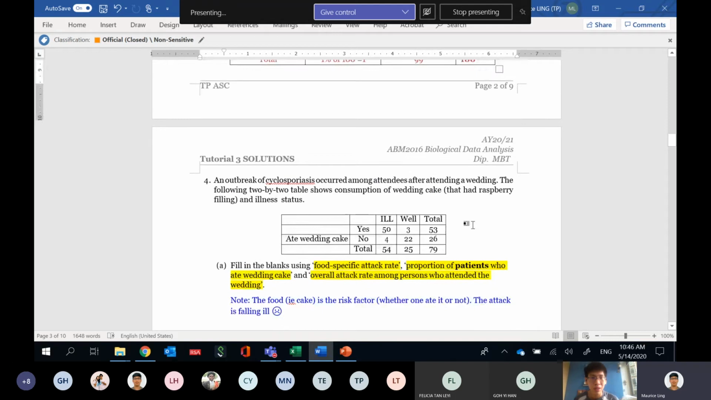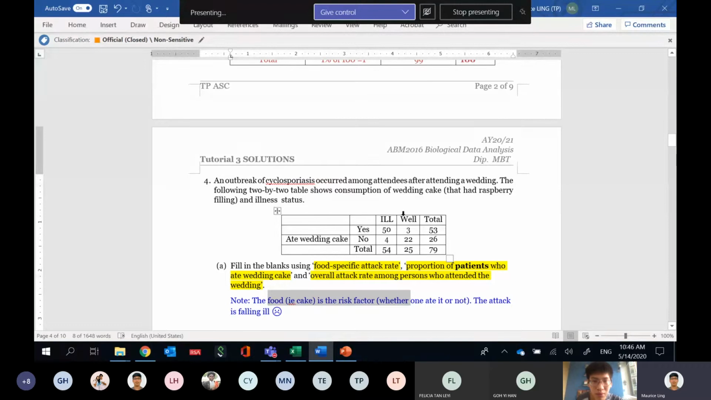Okay. All right. So let's go to question 4. Outbreak of gastroenteritis among the attendees attending a wedding. Okay. So a 2x2 table shows this. You're ill, you ate the wedding cake. You're okay, did not eat the wedding cake, and so on. So what you want to find out is to use these words and fill them up: food specific attack rate, proportion of patients who ate the wedding cake, and overall attack rate of the persons who ate the wedding cake. Okay, so the food, whether you ate the wedding cake, is actually the risk factor.